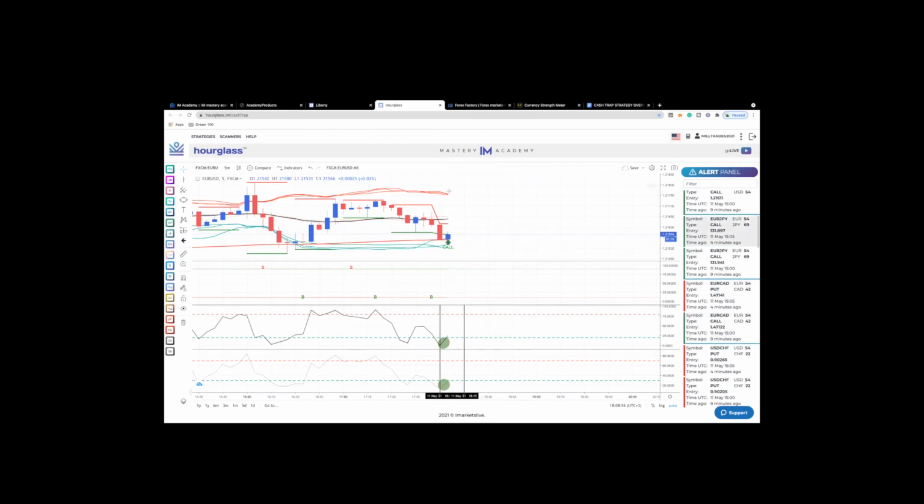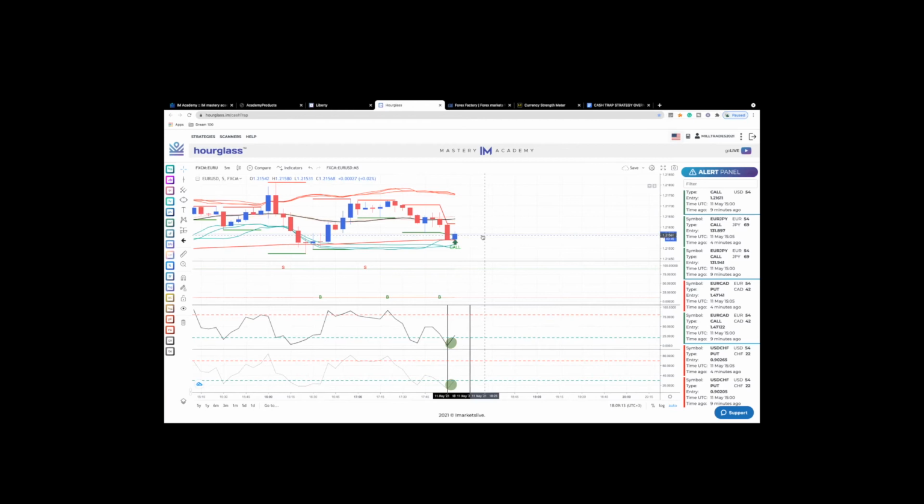Man, that Euro USD was a beautiful play. You have the cross down, then the cross up, cross down, and the cross up, breaking past both the oversold line going into overbought, or working its way to overbought. This is a beautiful play right here too.